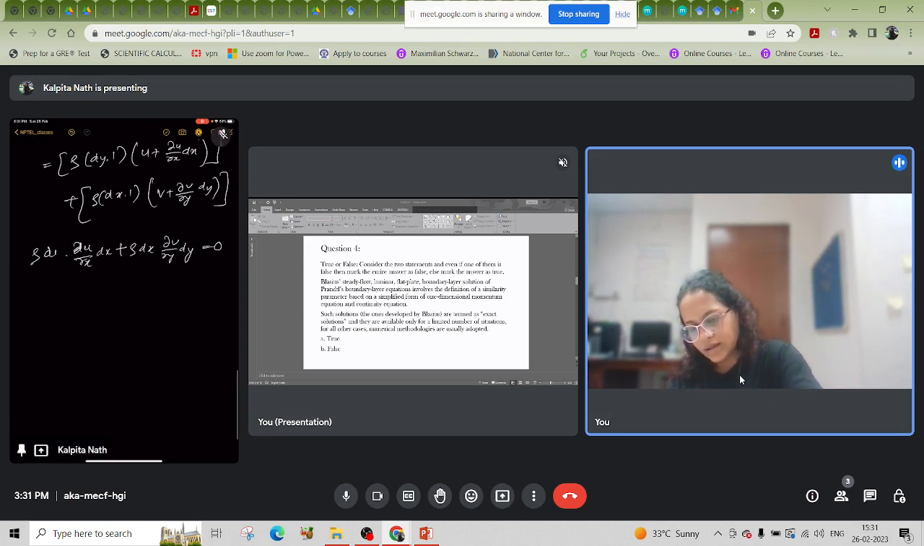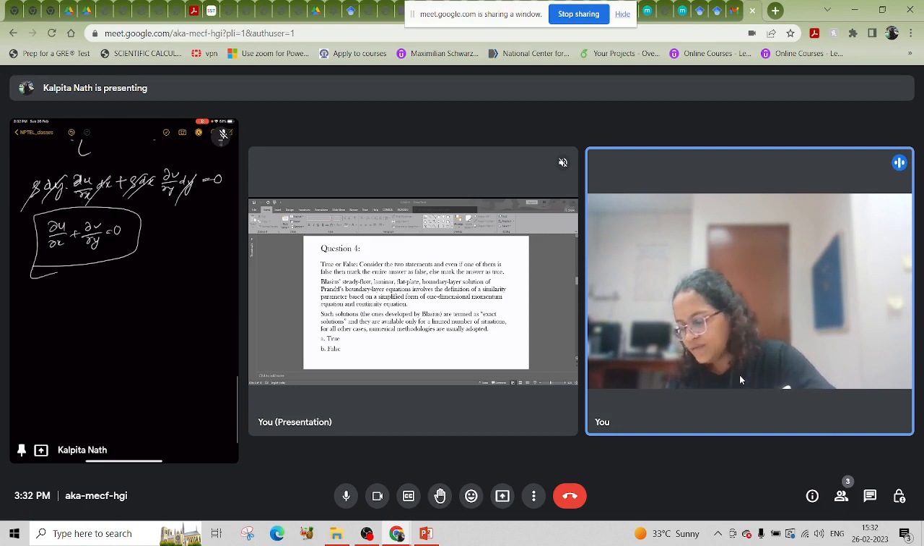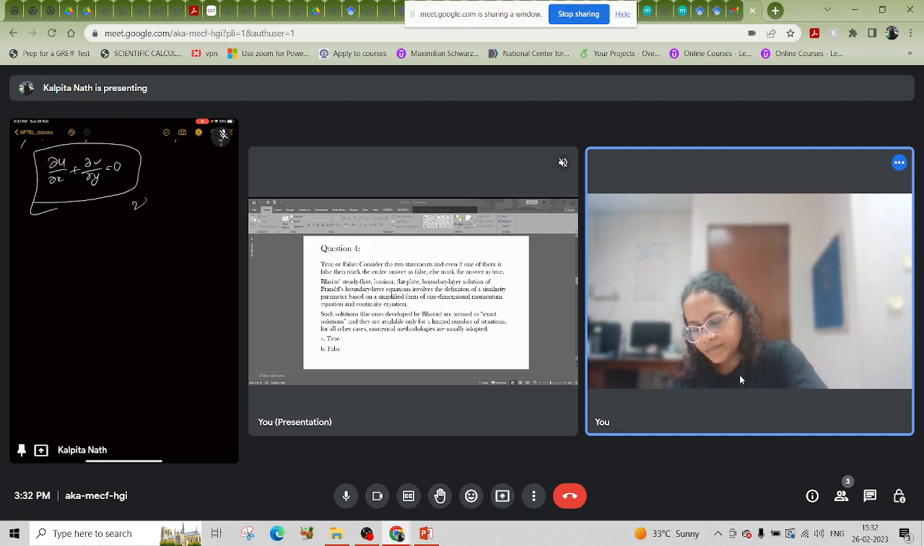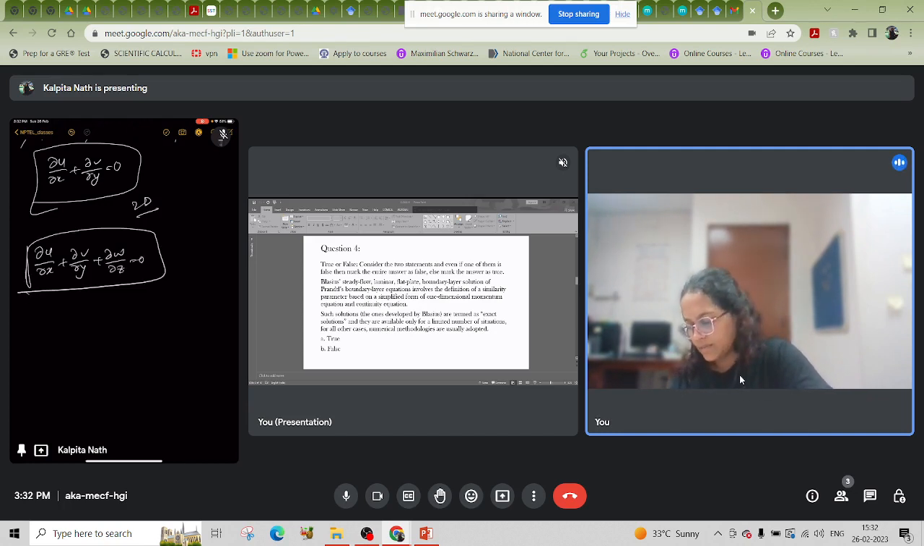So this dy will be cancelled out, dx will be cancelled out, and rho will be cancelled out. So this is del u del x plus del v del y is equal to 0. This is the 2-dimensional continuity equation. And for the 3-dimensional continuity equation, it is del u del x plus del v del y plus del w del z is equal to 0. This is for 3-dimensional, that is del dot v vector is equal to 0.